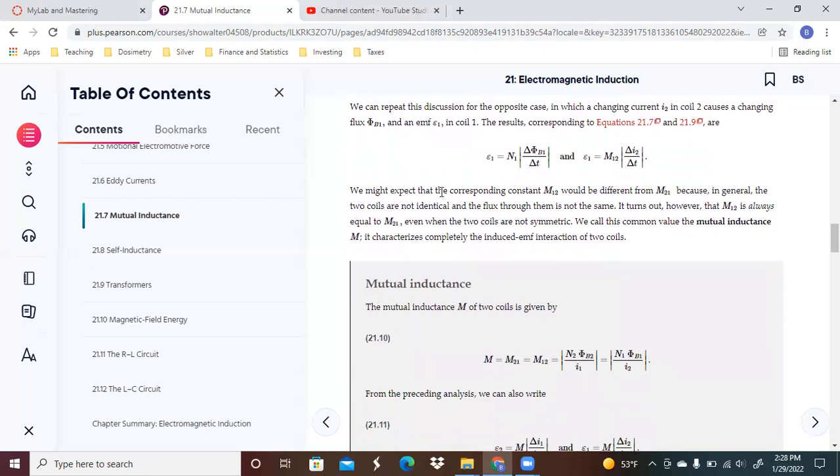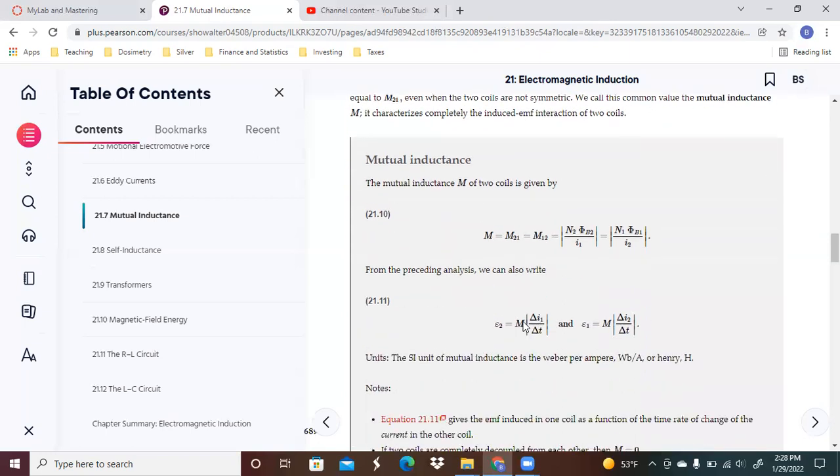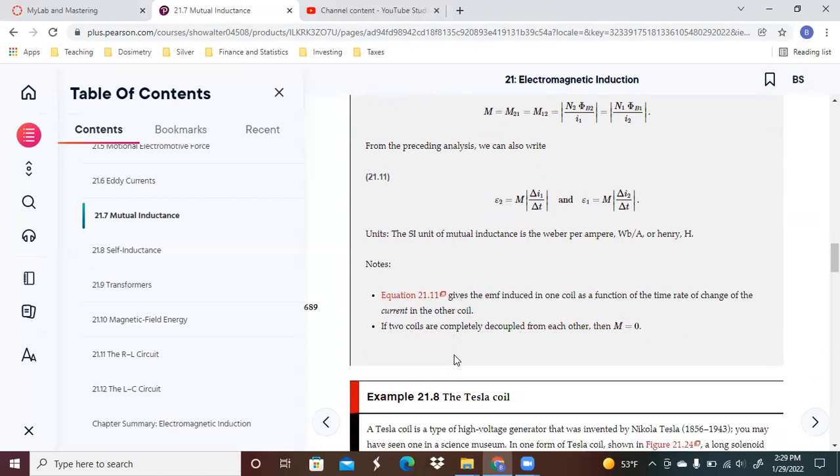So we might expect the corresponding constant would be different from this because in general, the two coils are not identical and the flux through them is not the same. But as it turns out, it's always equal, even when the two coils are not symmetric. So we call this the mutual inductance. In other words, there's no point in distinguishing between 2 to 1 and 1 to 2. Mutual inductance is going to end up being the same in both cases.